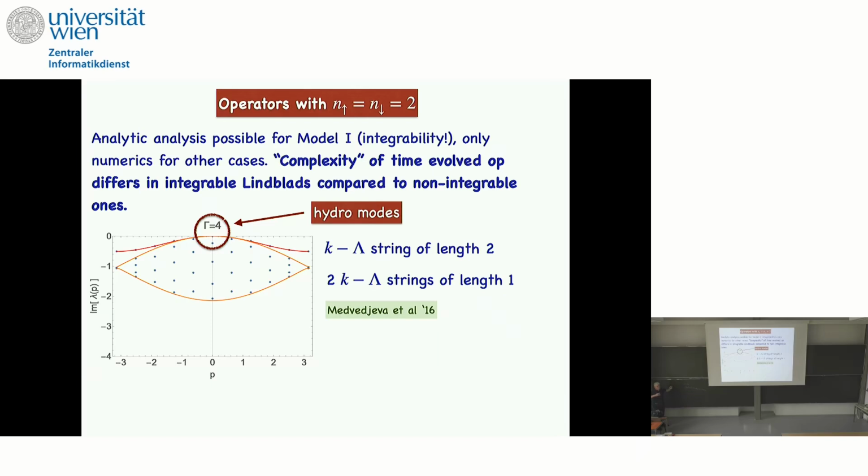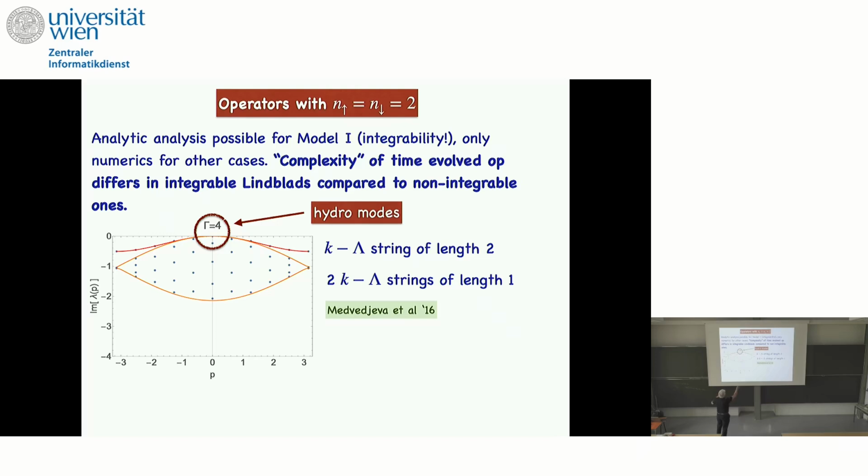And what the integrable model does is it connects precisely wave functions where these momenta are the same, whereas the non-integrable ones admix. So what it means in terms of the operator evolution is that the complexity of the time-evolved operators now differs in the integrable Lindblad compared to the non-integrable. This was actually one of the motivations of the work: I wanted to understand where integrability really manifests itself in Lindblad equations, because there are no conservation laws like integrable models have in unitary time evolution.